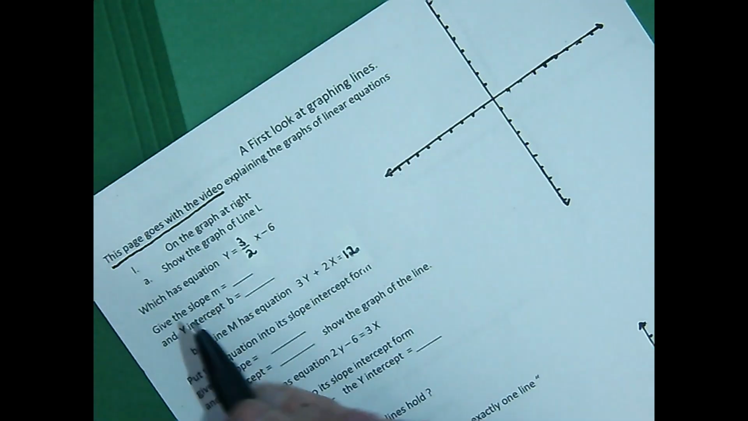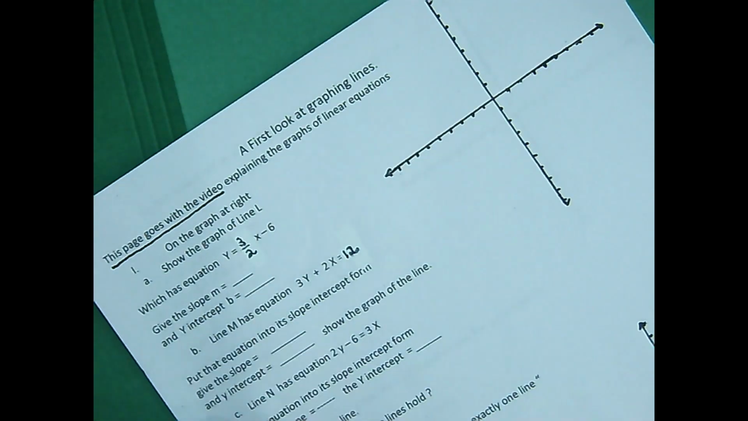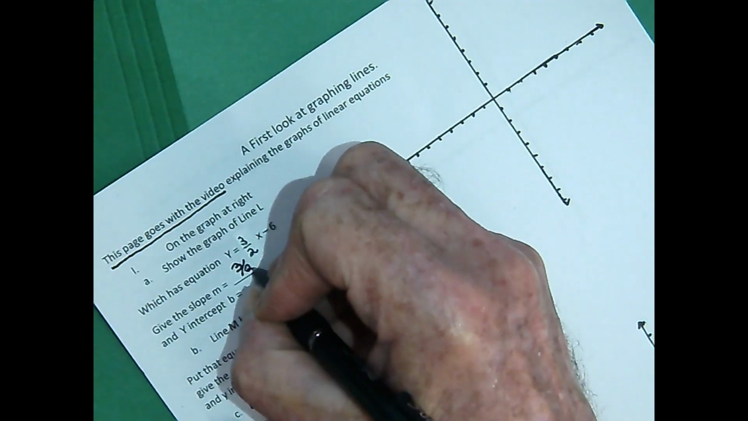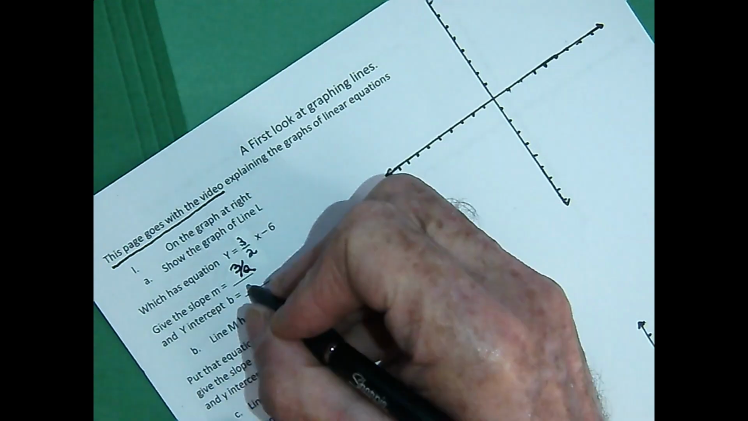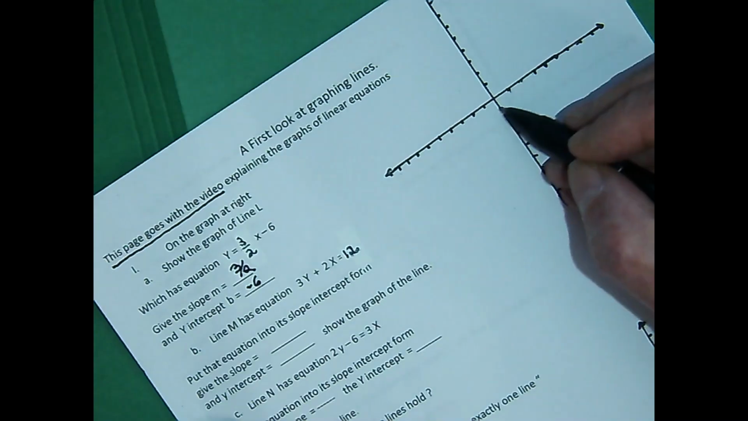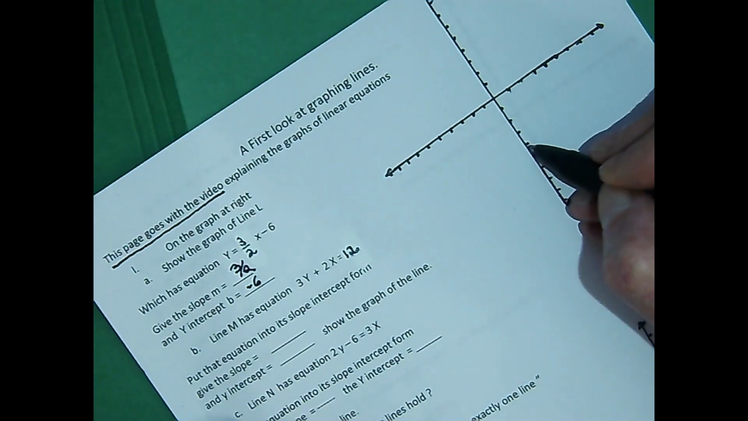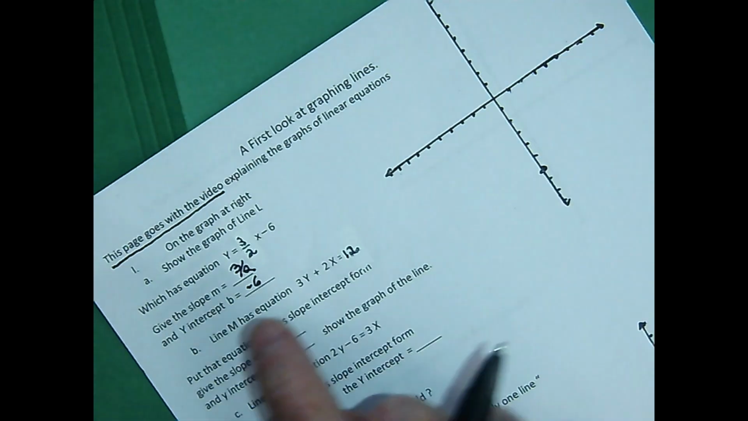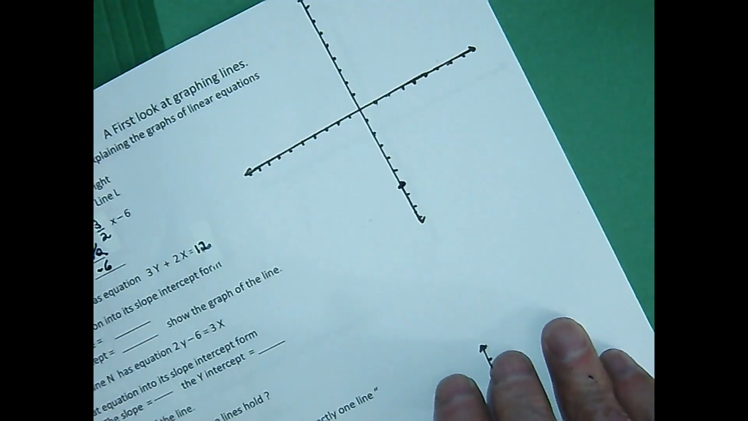And you would say, well, this equation is pretty easy to interpret. The slope is 3 over 2. And the y-intercept is negative 6. So knowing those couple of things, we can graph this line quickly and easily. I'll go down 6 on the y-axis to the y-intercept of negative 6, and from there I'll follow the slope, up 3 and over 2.